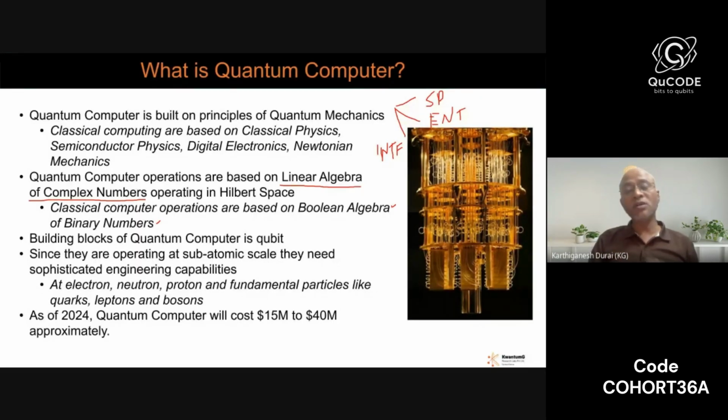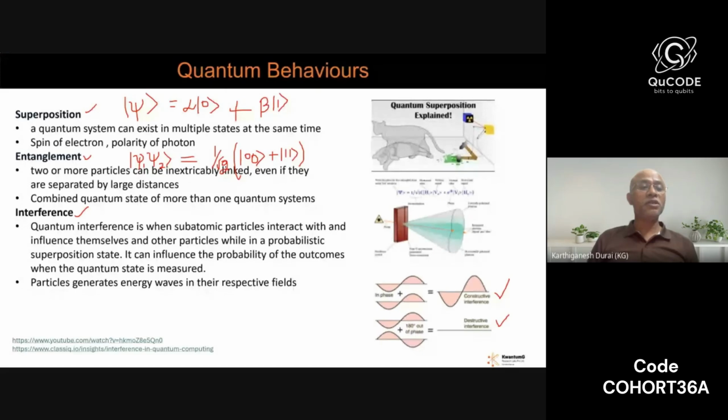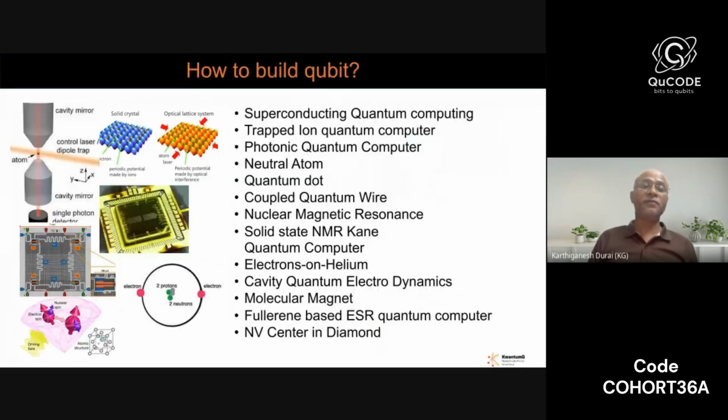That's why quantum computers are very costly, $15 million to $40 million. So now you may be interested in what quantum mechanics is. There are three behaviors: superposition, entanglement, and interference. I'm not going to explain this now because I'm expecting a few questions on these topics. That time I will explain. And you can see there are some mathematical formulas I wrote for superposition and for entanglement. These things I will explain during the Q&A session.